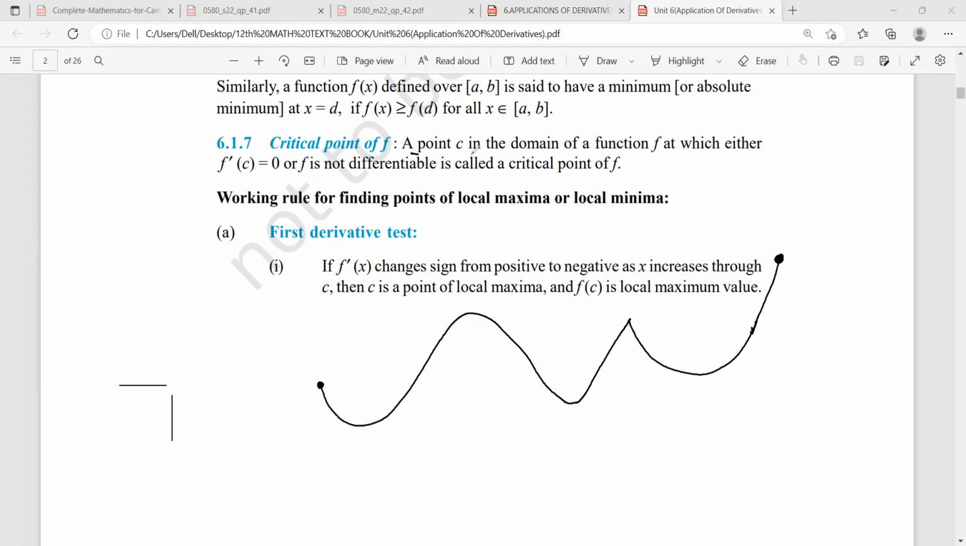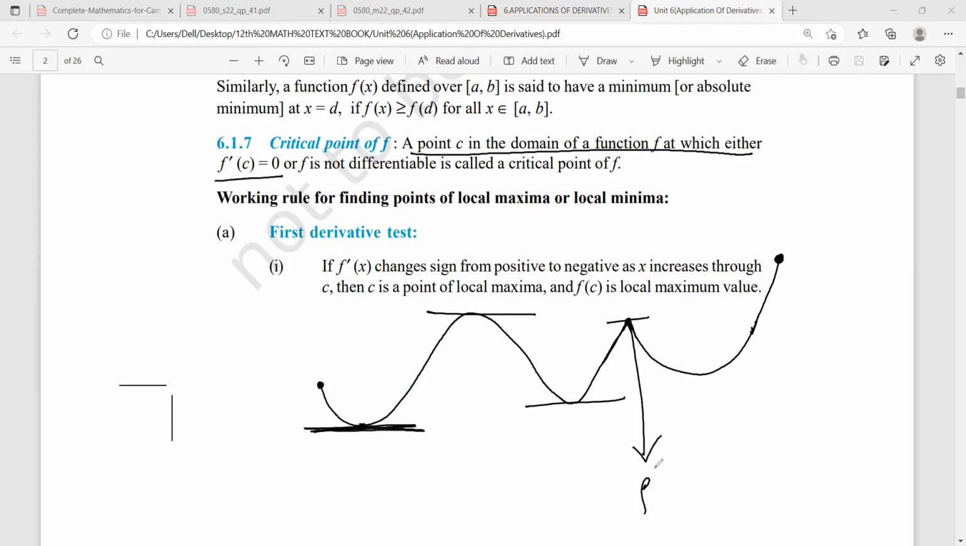A point C in the domain of the function at which either f dash of C is 0 or f dash is not defined. Here f dash is 0, the slope of the tangent is 0. Here also 0, here also 0. This is also a critical point. But this is a vertex, here f dash of x is not defined.